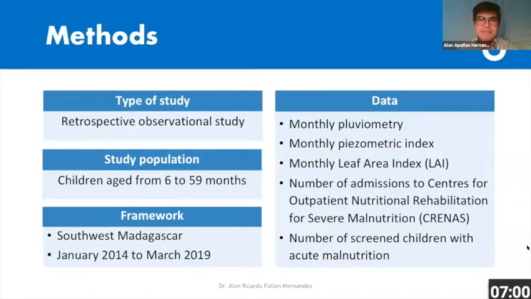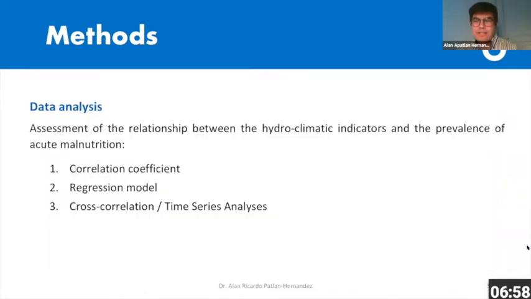So to assess this relationship, we started first with regression models and cross-correlation functions. It's important to say that this was only a preliminary and exploratory analysis with the data we had available, and we are now currently going further with the analysis using more specific methods adapted to our data series.